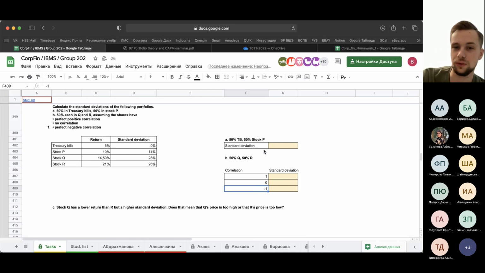And why shouldn't we do the same with the first portfolio? So what correlation do we assume here when we are going to calculate the portfolio of treasury bills and stock P? What correlation between them? Yeah, why?